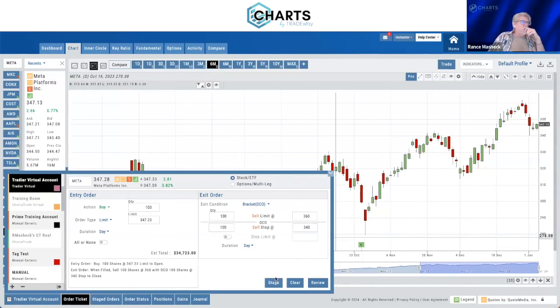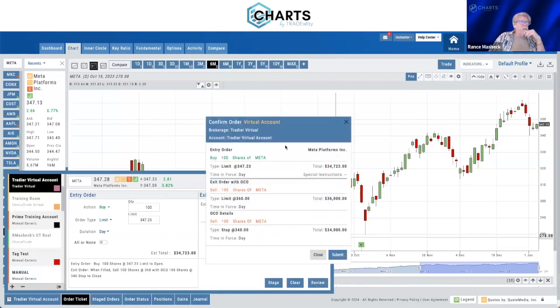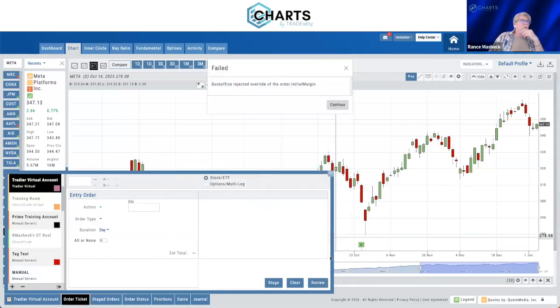There's my bracket order, and it spells out right here: you're buying 100 shares, again, put whatever quantity you want in, buying 100 shares at $347 to open. When filled, sell at 360 with an OCO to stop you out at 340. So I'll just go ahead and do that. Bam, it's got the whole trade. There it is. So I can do it today.